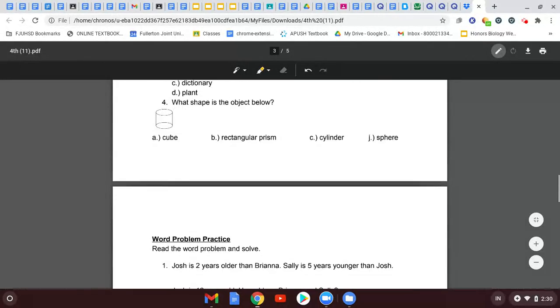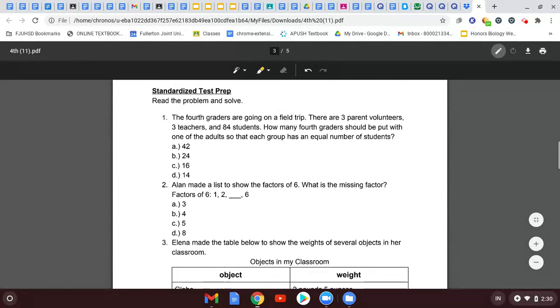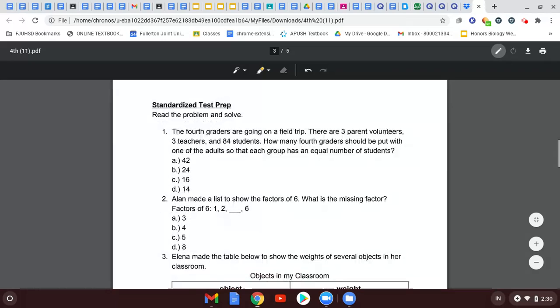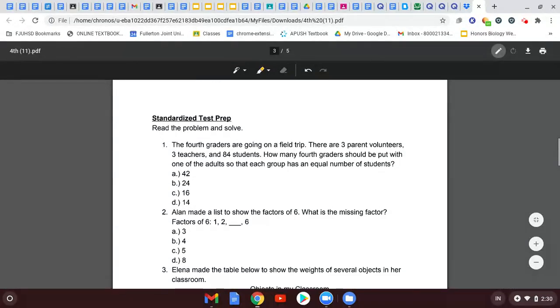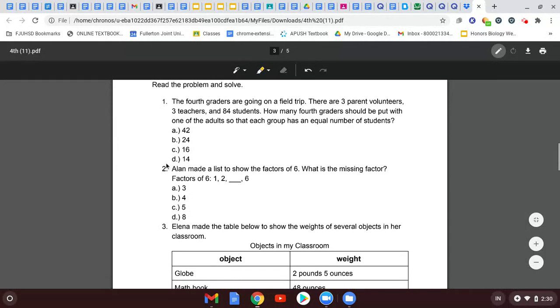Okay, let's try going on to the third page. Let's try doing number 2. Alan made a list to show the factors of 6. What is the missing factor? Factors of 6 are 1, 2, something, and 6.